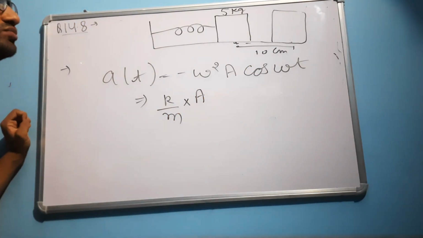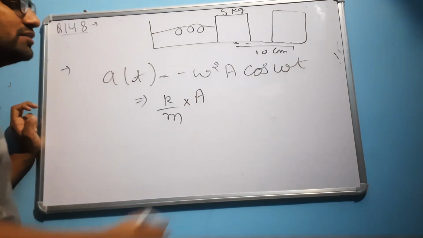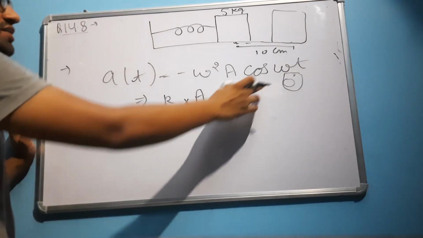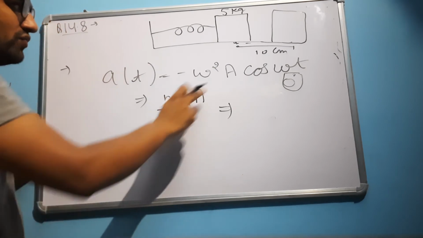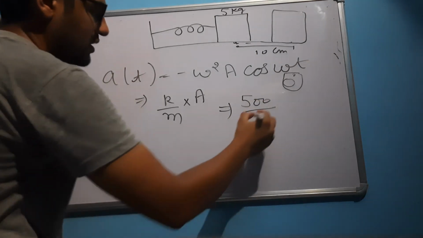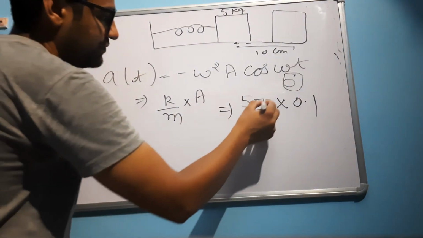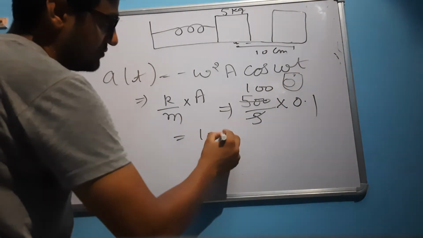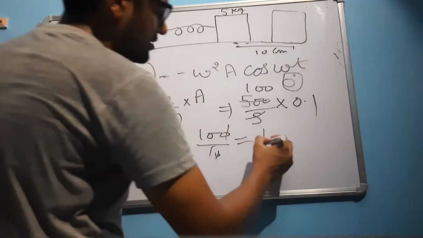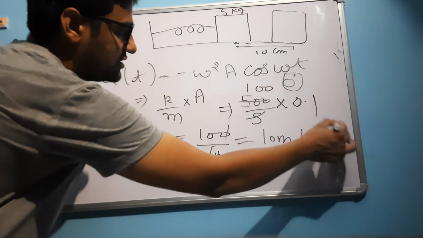It will be maximum when cos omega t is 1, and where will it be 1? It will be 1 at 0 degree. So we have the result k by m into A. K is 500 Newton per meter, mass is 5 kilogram, A is amplitude 0.1 meter. So acceleration will be 10 meter per second square. The maximum acceleration will be 10 meter per second square.